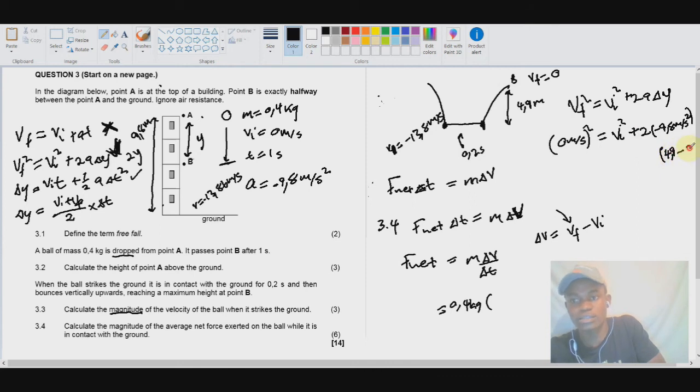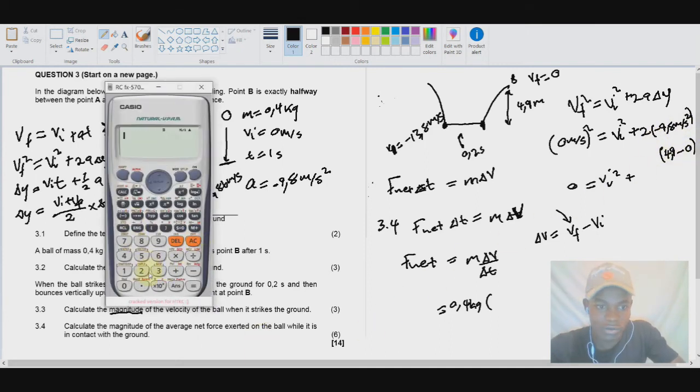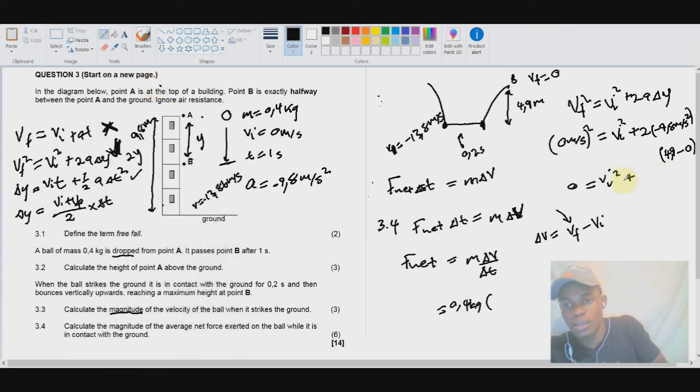4.9 minus initial is 0. So we have 0 is equal to VI squared plus 2. How much do you get there? Let's punch our calculator and see what we get. We have 2 into negative 9.8, then we multiply that by 4.9. So we get negative 96.04. So it's negative, so we need to change that to negative 96.04.